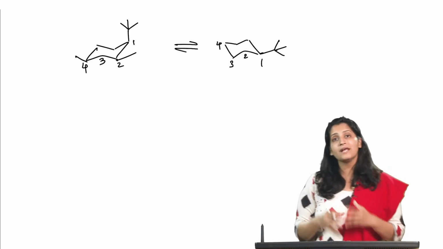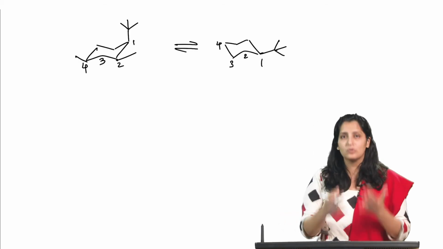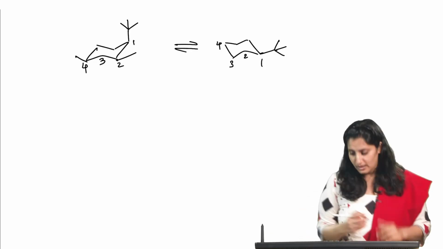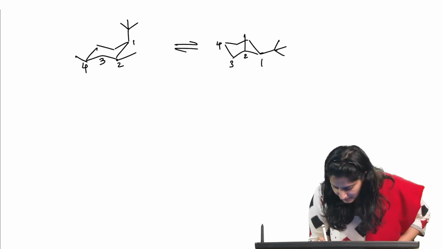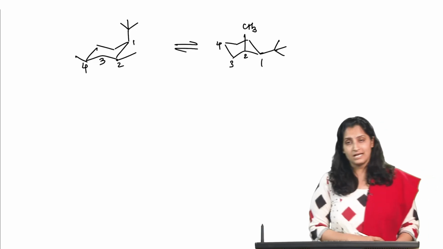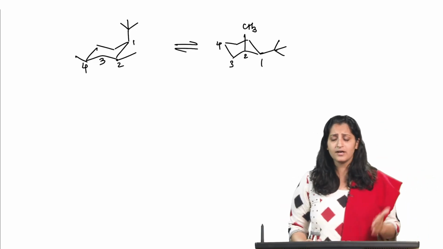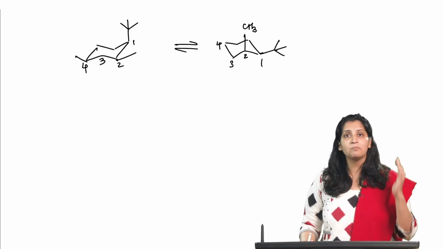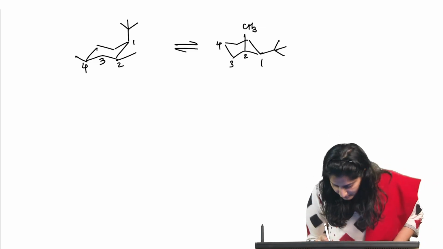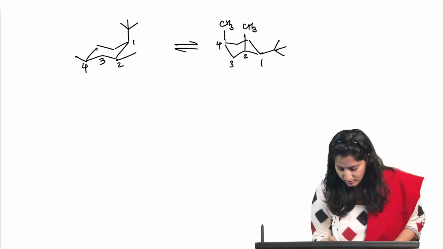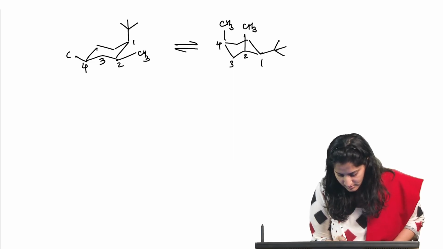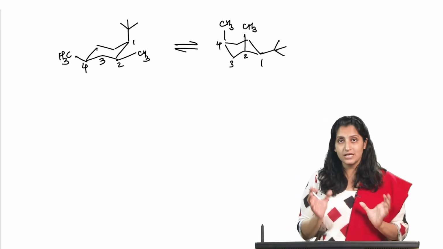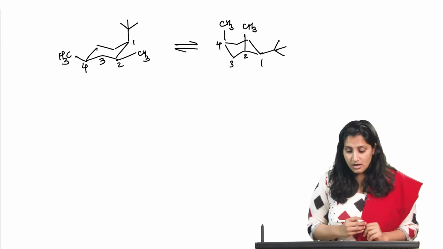On the second carbon, I have a methyl group that is going equatorial up. Now, when the chair flips, it is going to go axial up. So, what I have here is a methyl group that goes axial up. On carbon number 4 again, I have an equatorial up methyl, which is going to go axial up on carbon number 4 in the flip. Okay. Let me just complete this, right. So, what I have here are the two chairs which are the chair flips of each other.